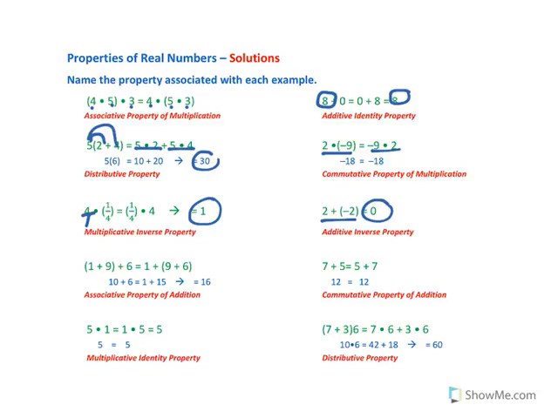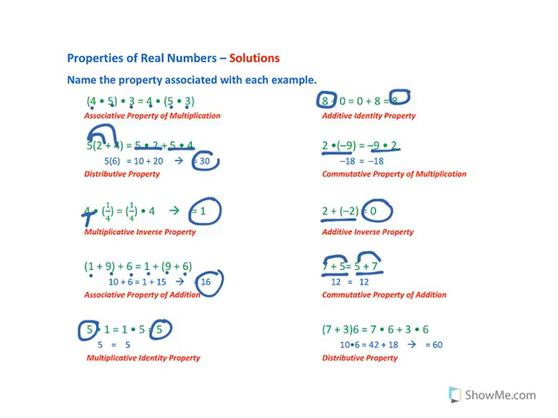The associative property, same order, 1, 9, 6. 1, 9, 6. And you will do them both ways, and you'll get 16. Commutative property of addition, flip, 7, 5, 5, 7. Remember, we're going to go from here to here, and then we're going to go return. Multiplicative identity, 5 will always be 5 when you multiply it by 1.